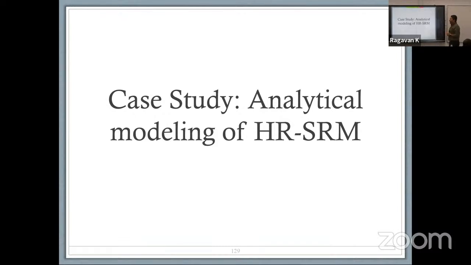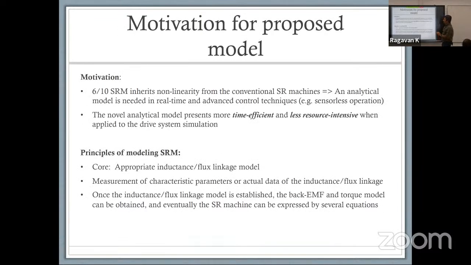So here's the analytical modeling of HRSRM. Because if we're done with this early in the third session, I would like to talk a little bit about what we have found from the practical perspective. So I have plenty to share. I just want to be careful about how much time we have.